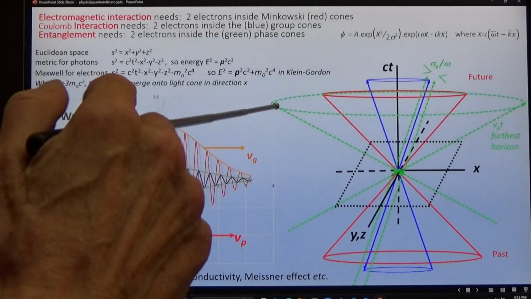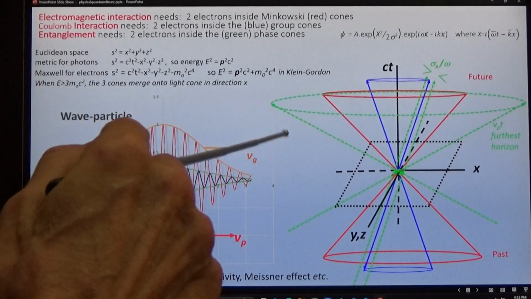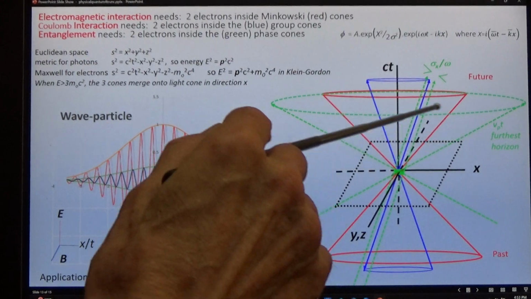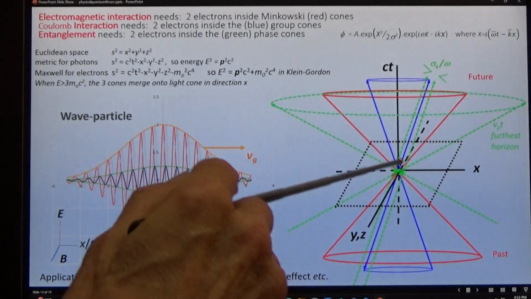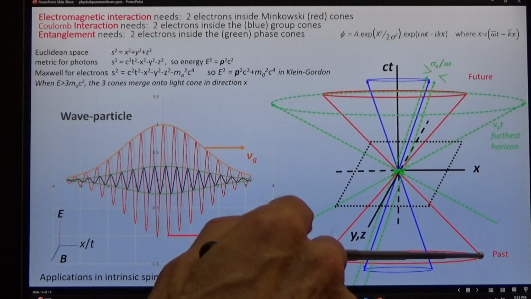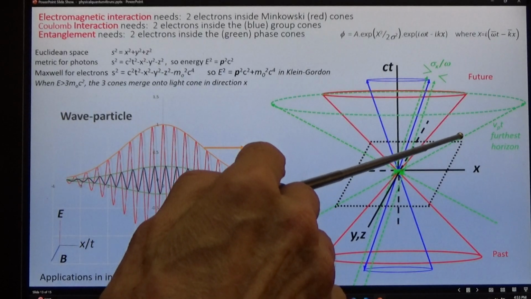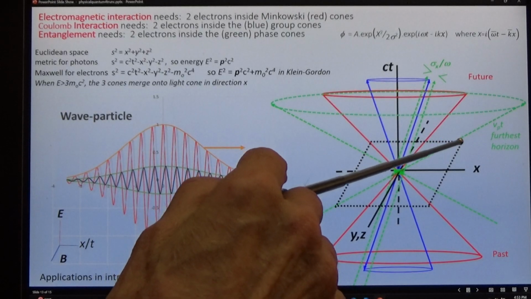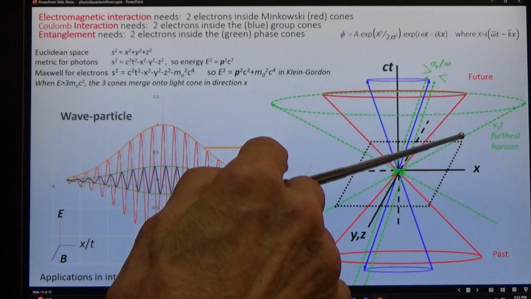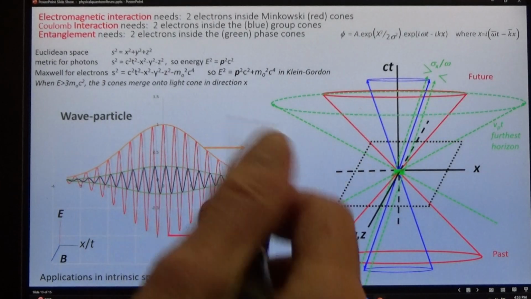The simplicity is that at highly relativistic energies, the green and the blue overlap with the light cone. But at other energies in the electron microscope, we can use the phase velocity to understand magnetism, superconductivity, entanglement, and other features of physics.